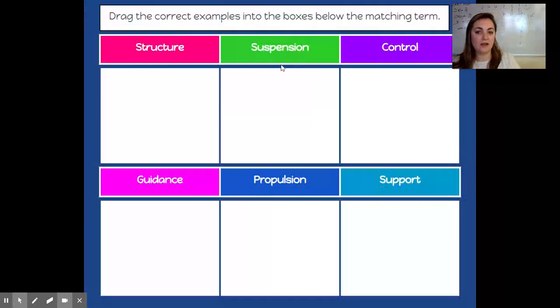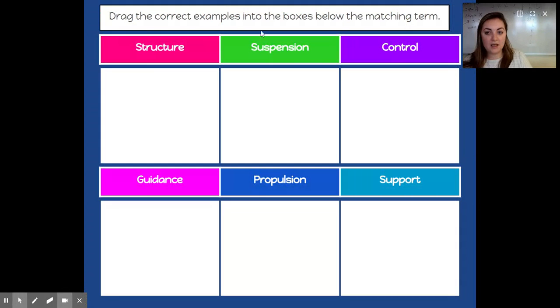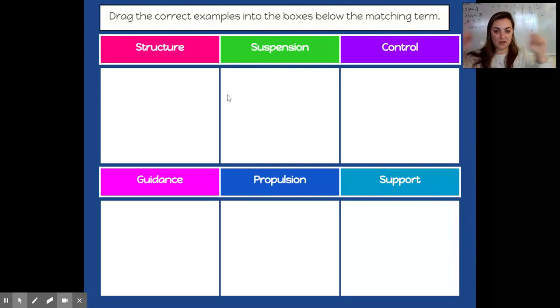So now what I want you guys to do is I want you to try to quiz yourself, and I want you to drag and drop the examples that are around the box into the matching term below. So structure, suspension, control, guidance, propulsion, support. And try to go back in the notes if you need to and pause the video and drag and drop all the pieces that you have. I'll give you a minute to pause and do that.